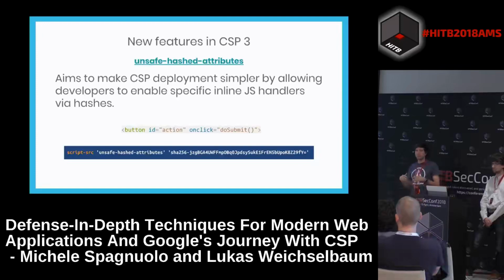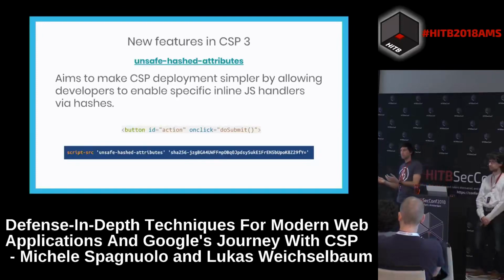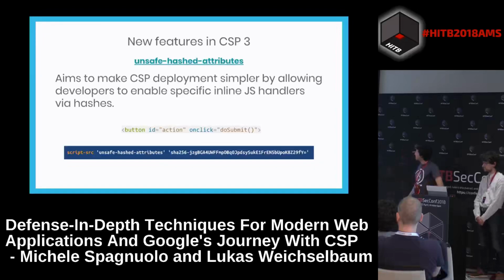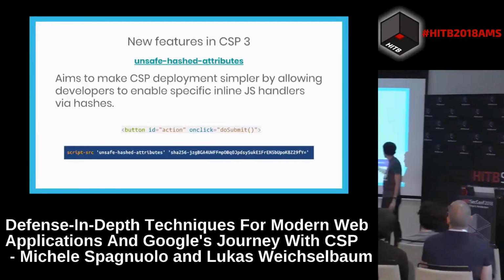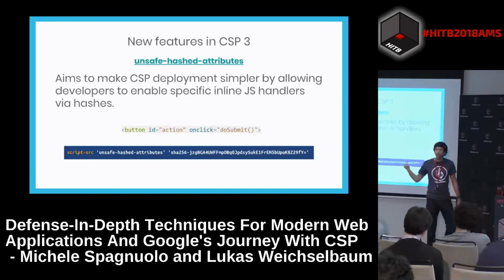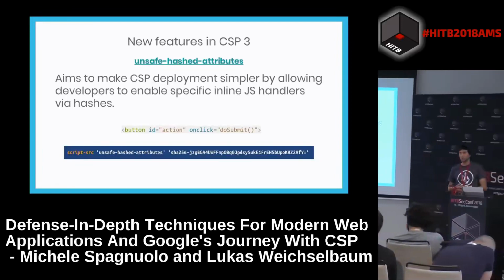The problem is if you have some third-party code that creates elements with inline event handlers, you basically cannot enable CSP because these will break as well. And unsafe hashed attributes basically expands the concept of hashes for CSP to these inline event handlers. So in this case, you would basically generate the hash for doSubmit, and you add it to the policy, and then this one would also be allowed to execute.